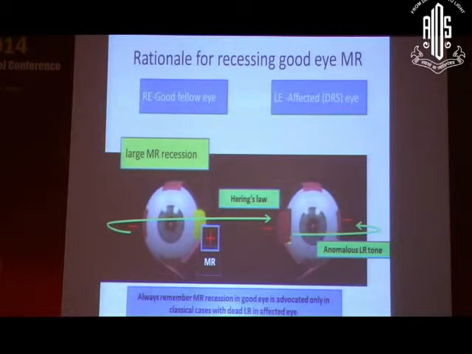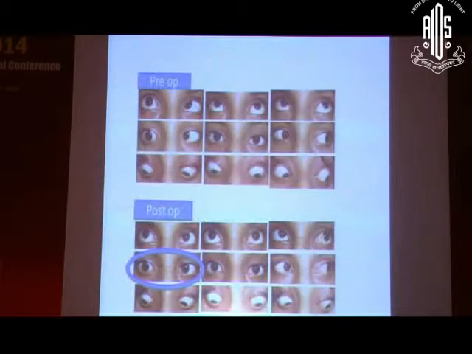But always remember that MR of the good eye should be recessed only in the case when in the DRS eye LR is dead. But if you do MR recession of good eye, in case when there is abduction of the DRS eye, that is lateral rectus is abducting, then you will land up in exodeviation. So this is the comparison of pre-op and post-op photograph of the same patient.